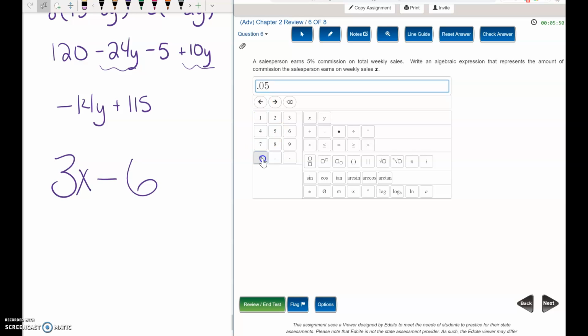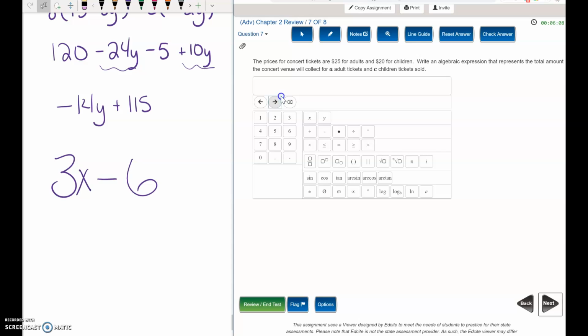0.05. And I'm pretty sure if you do 0.05 or .05, I think it will accept either one. So we could delete that 0 out if you wanted to. But 0.05 times X. That's all you have to do on that one.